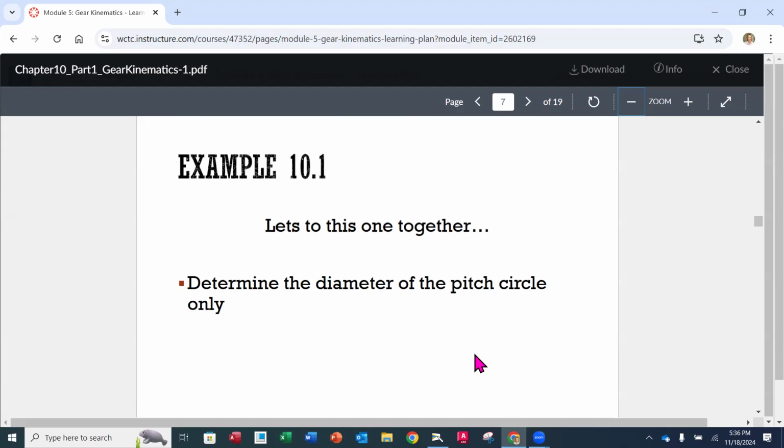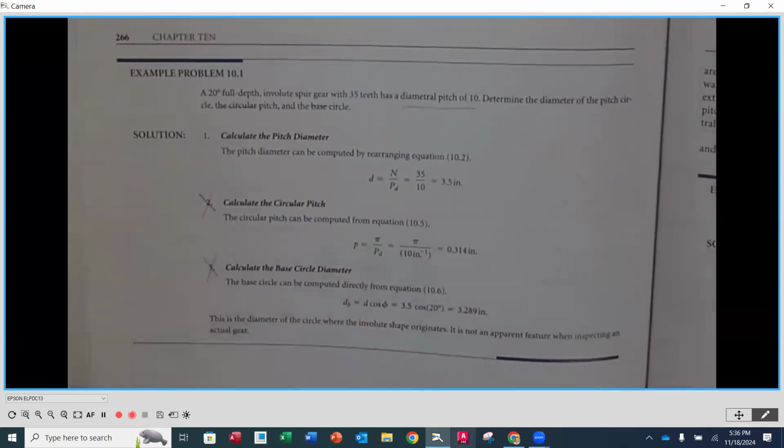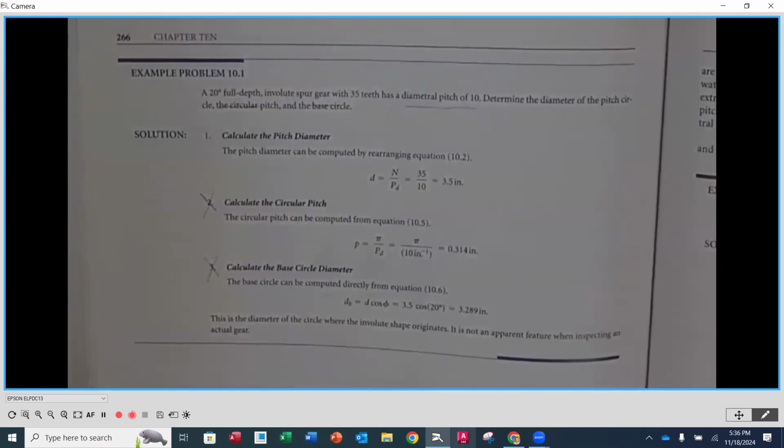So let's look at example 10.1, and we will do this problem together. On page 266, at the top, it says we have a 20-degree full depth involute spur gear tooth, or gear with 35 teeth, that has a diametral pitch of 10. Notice that there are no units after the 10. We know there are units, and we'll add those in the problem. It wants us to determine the diameter of the pitch circle, which is the pitch diameter. Then it also asks for the circular pitch and the base circle. We aren't going to do those things.